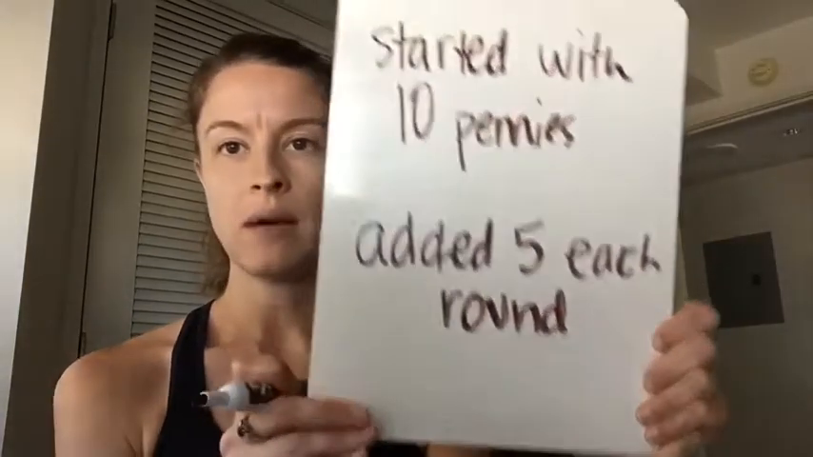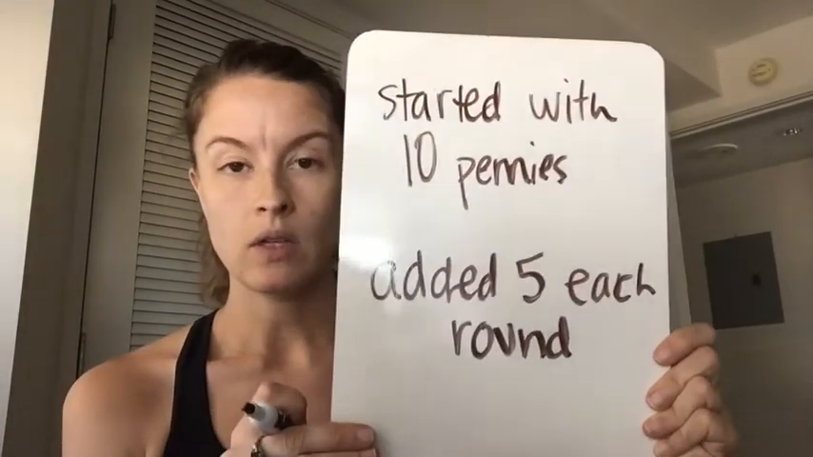And so I'm curious, can you please write an equation with me right now, but first on your own, and then we'll check. I want you to write an equation. If we started with 10 pennies, I'm looking at my book to the side, and then we added 5 each round, okay? So you start with 10 pennies, and you add 5 each round.